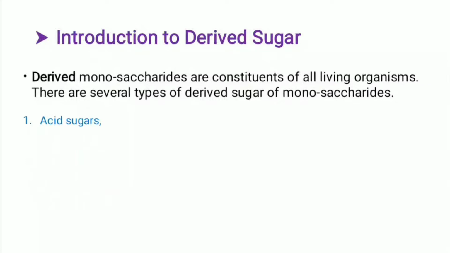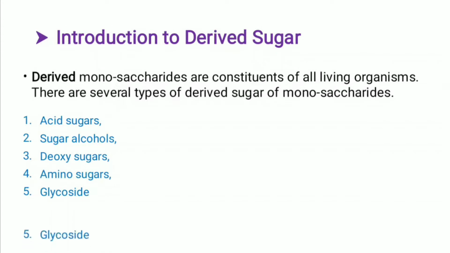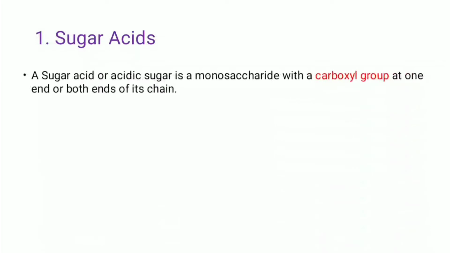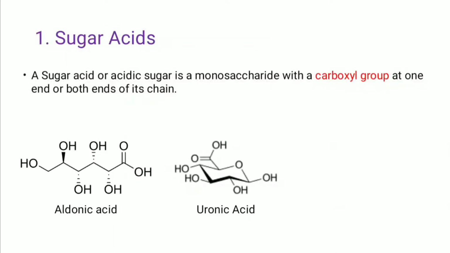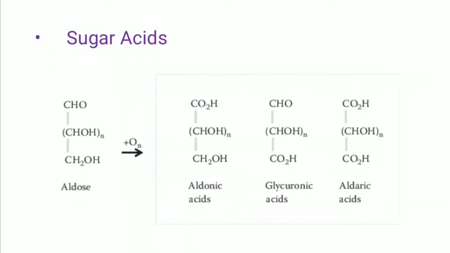First is acid sugar. Second is sugar alcohol. Third is deoxy sugar. Fourth is amino sugar. Fifth is glycosides. So, we will see sugar acid first. Sugar acids are those monosaccharides which contain a carboxylic group at one end or both ends of their chain. For example, aldonic acid, uronic acid, aldaric acid. In the next slide, we will discuss in more detail how sugar acid is derived from aldose.